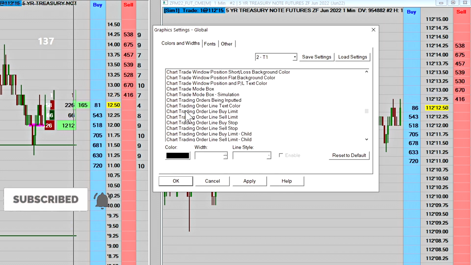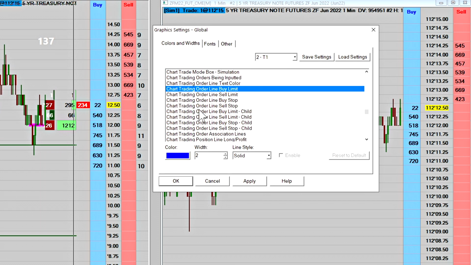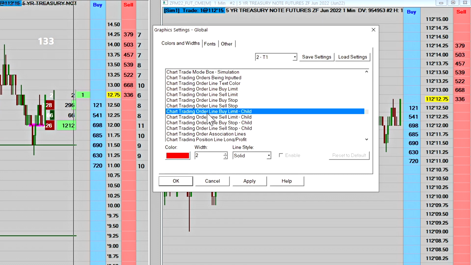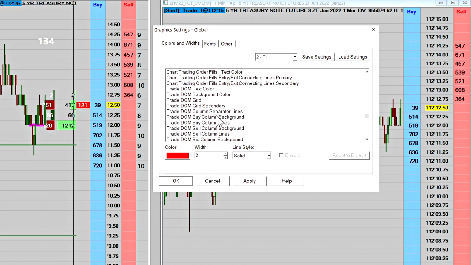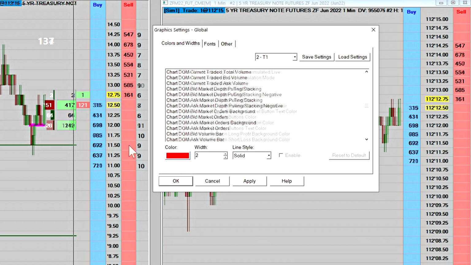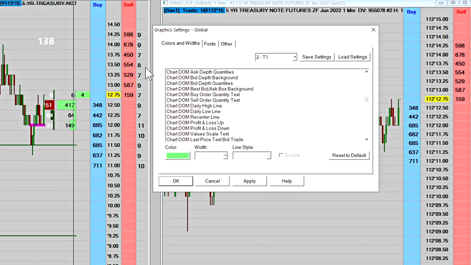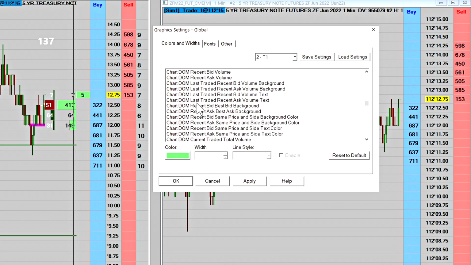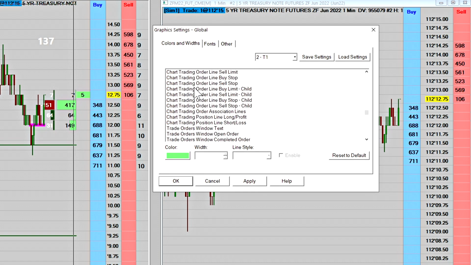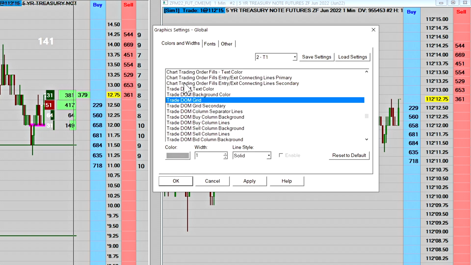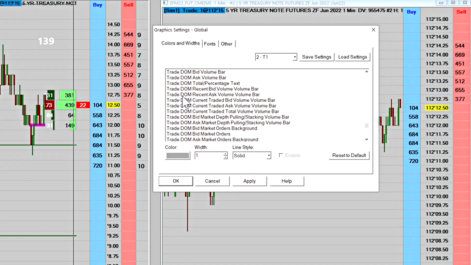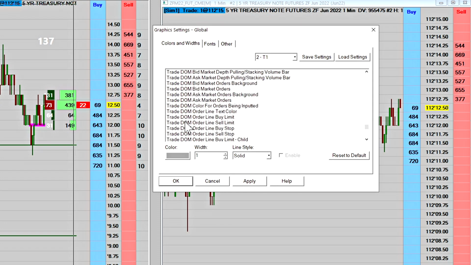And for any of these order lines where we have buy orders and sell orders, we set them to blue for buy orders, and the sell orders, we left them default. Okay. And I think that that is pretty much all of the color settings. So remember, these color settings mostly apply to the chart DOM. And if you do use a trading DOM, then those color settings will be applied to the trade DOM color settings, which are different, and they're near the bottom of the global graphics settings. Maybe I should have said that earlier in the video.